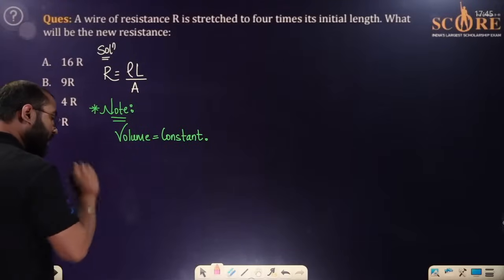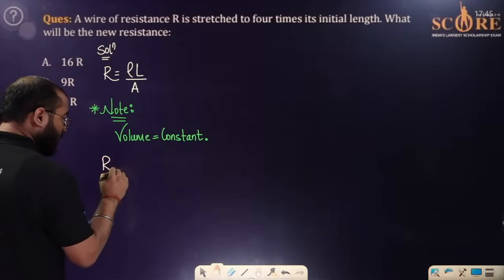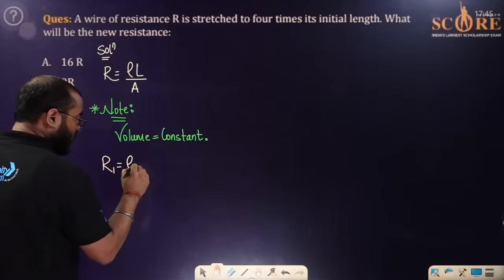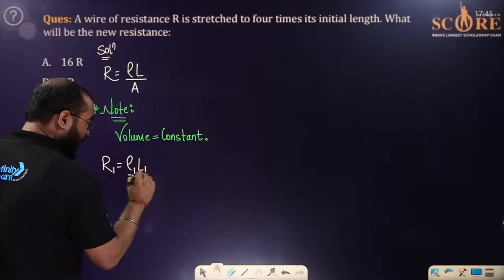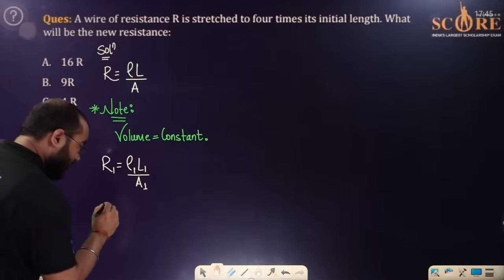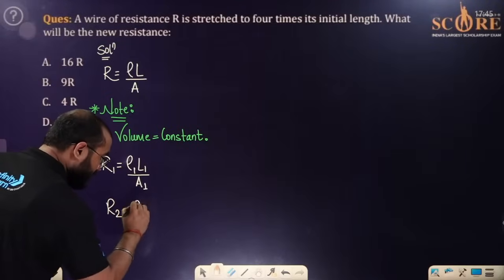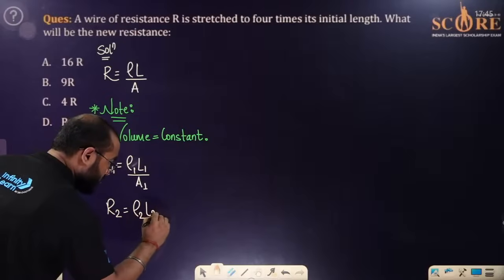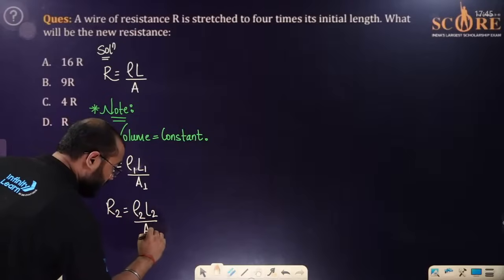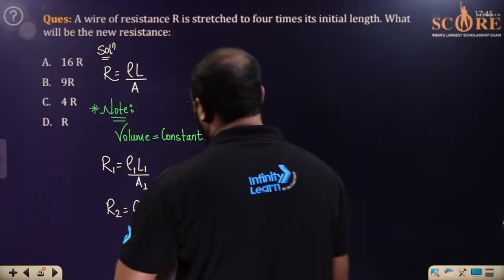Suppose that earlier, there were no changes, so R1 will be equal to density 1 times length 1 divided by area of cross section 1, when there was no change. Now when we talk about R2, this is the change that happens, so density 2 times length 2 divided by area of cross section 2. Simple words.